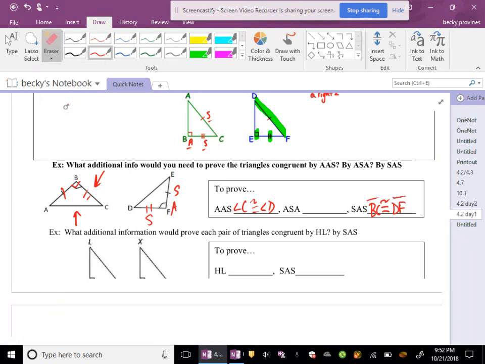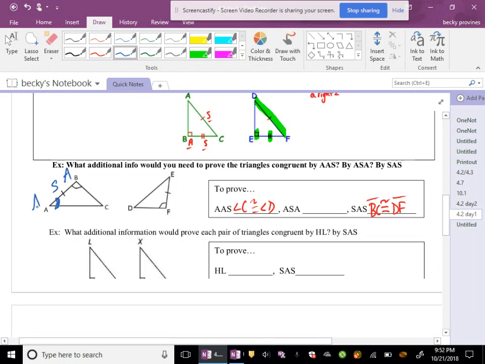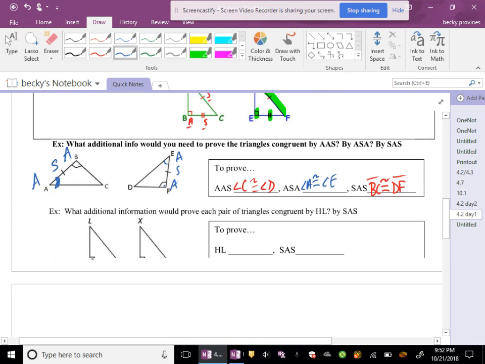All right, now let's do ASA. Okay, so I have an angle, I have a side, and my other angle needs to be right there next to it. So I would need to know angle A is congruent to angle E. Okay, so at least on my picture, some of this information got cut off. All right, so I don't really know what's on your paper, but I'm going to put that information down first.